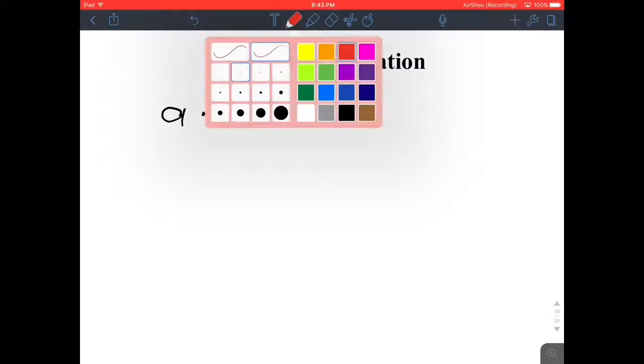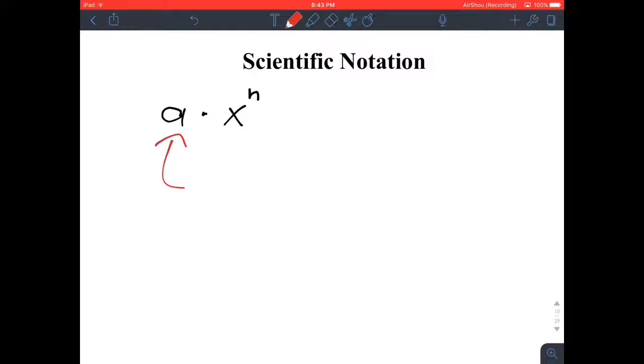Let's say that we have a times 10 to the n. For this to be in scientific notation, a has to be a number that is at least 1, but it has to be less than 10. And n needs to be an integer. That's a positive or negative whole number.